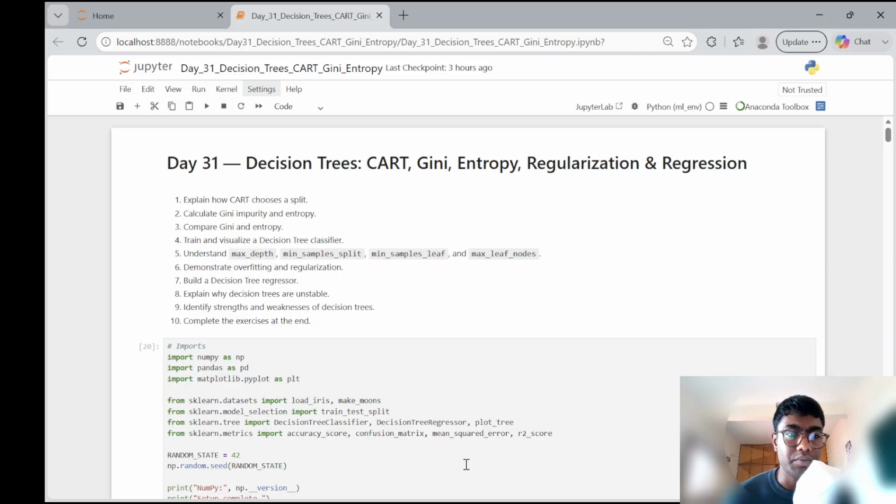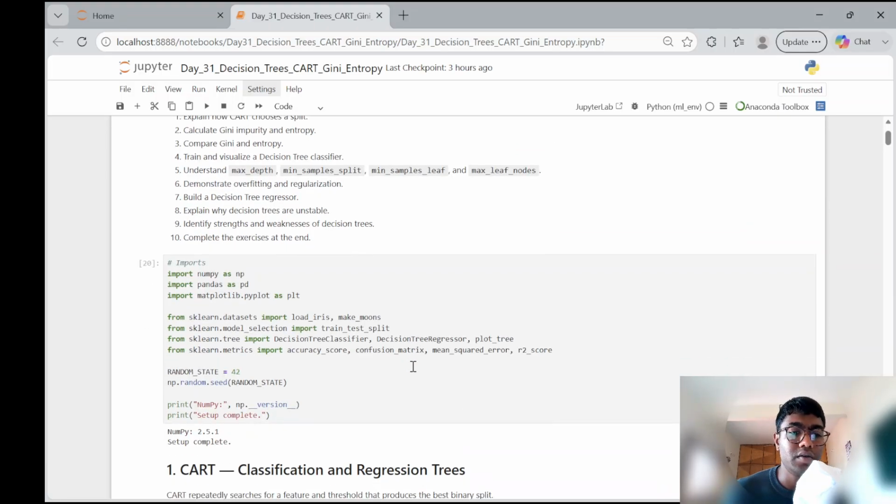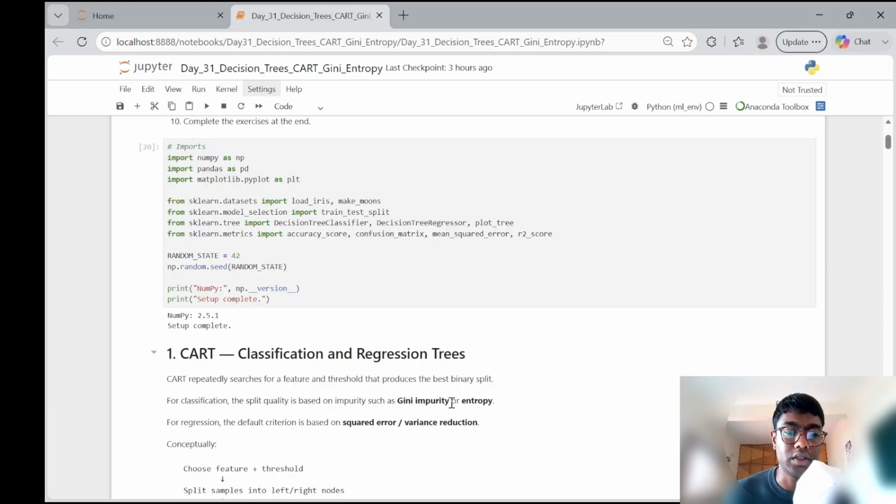We have had a brief introduction on decision trees. Today we are going to be exploring the words such as CART, Gini, entropy, regularization, and regression in decision trees. We have come across Gini in a simple understanding, but we will go about all of these again. So, CART stands for classification and regression trees.